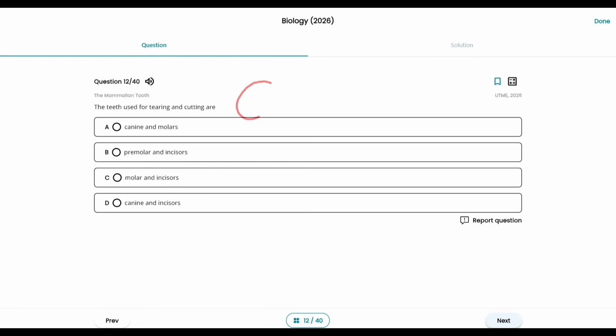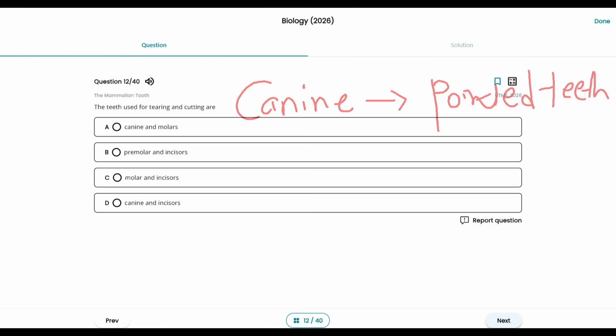We have canine. Now, canines are the pointed teeth next to the incisors. They are used for tearing food.